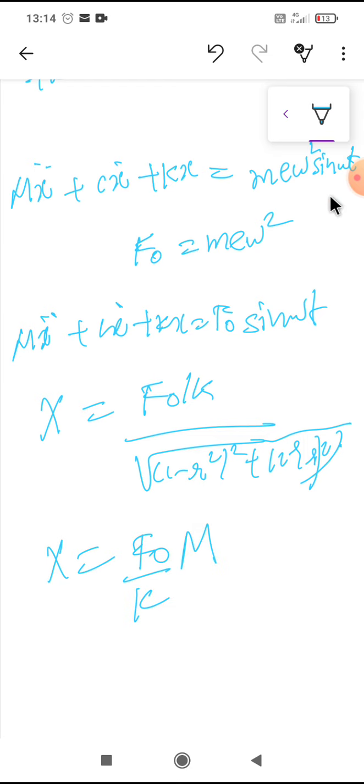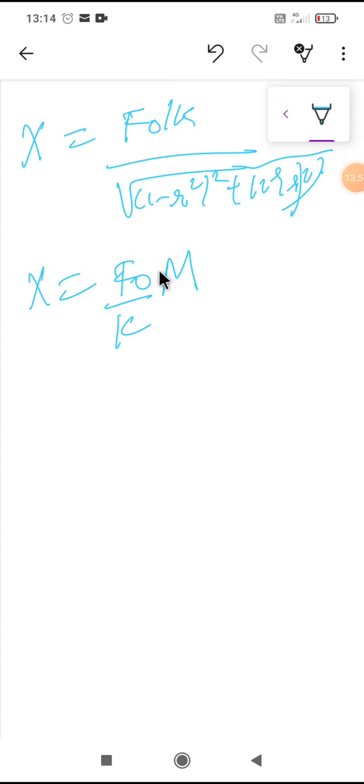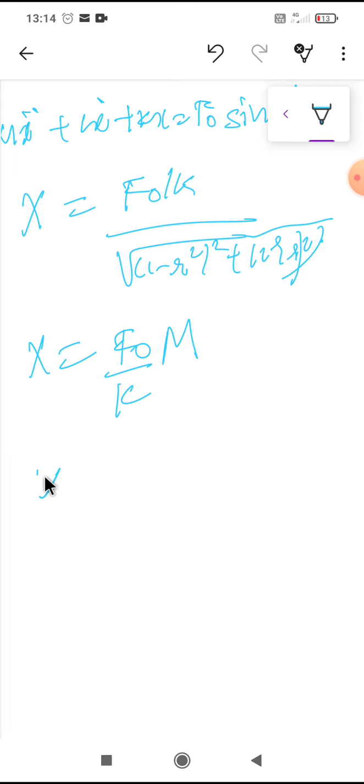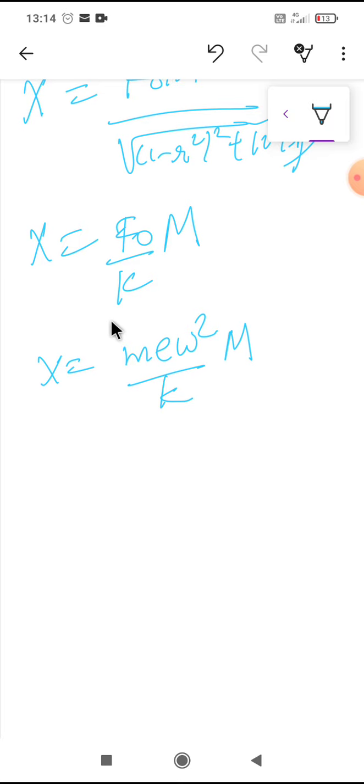M is the magnification factor. After writing the magnification factor, if we put the value of f0, which is m e omega square, we get x equal to m e omega square by k into m. So as not to get confused between this m and the total mass M, I will write m dash as the magnification factor, because we have also used capital M as the total mass here. This is a different term, so I will use m dash.